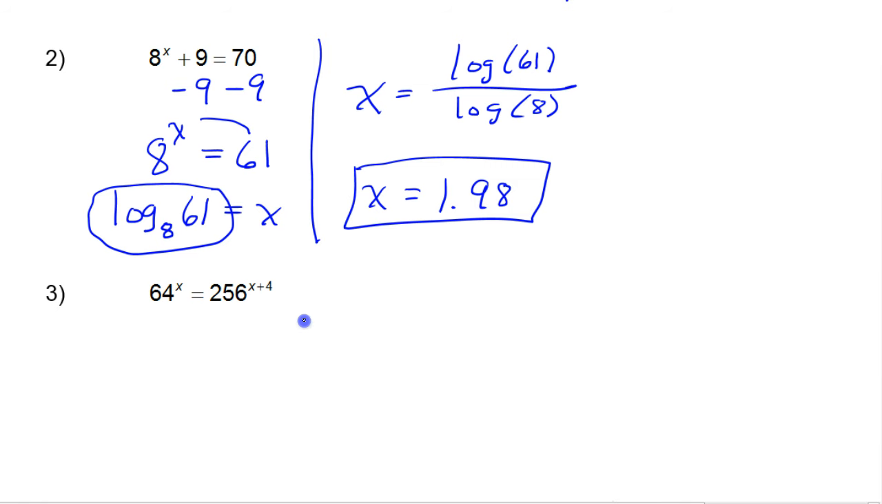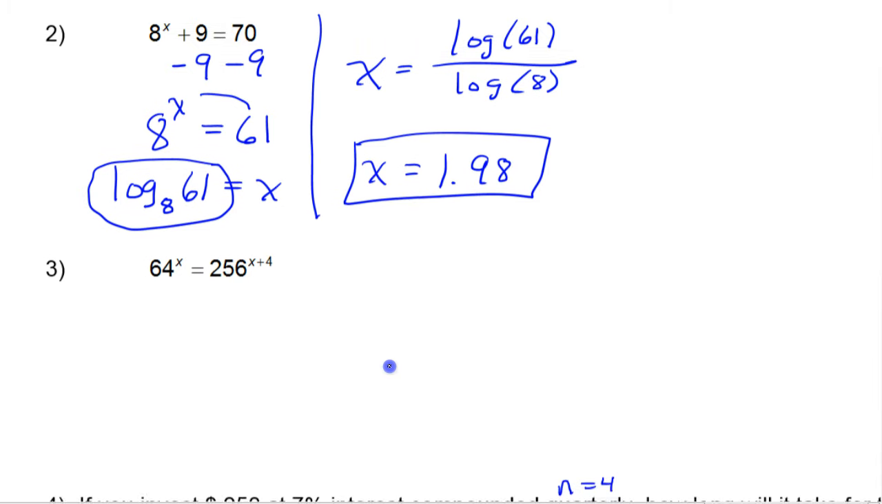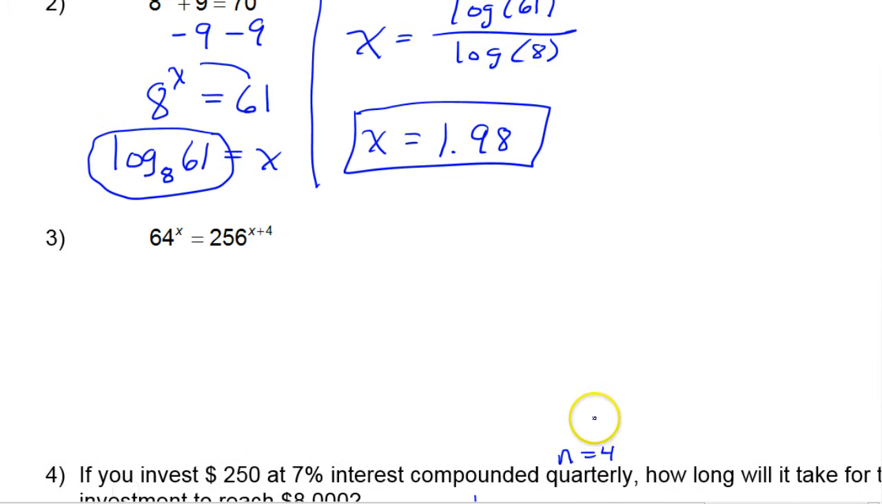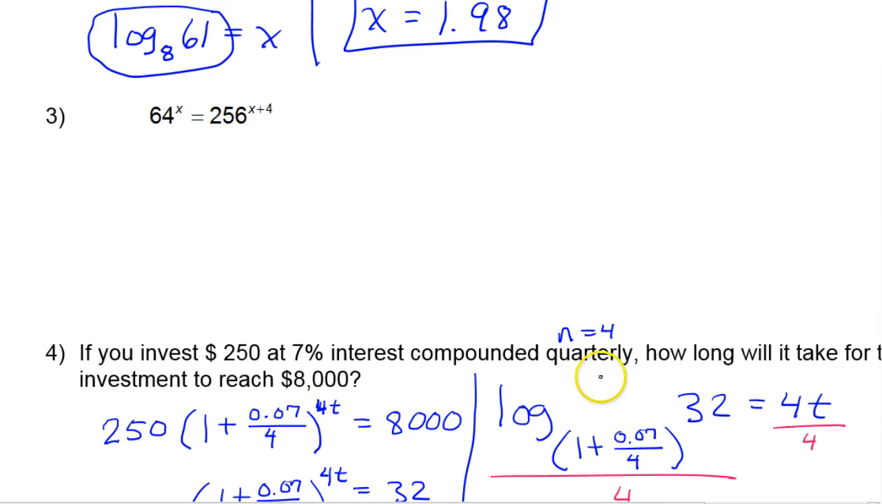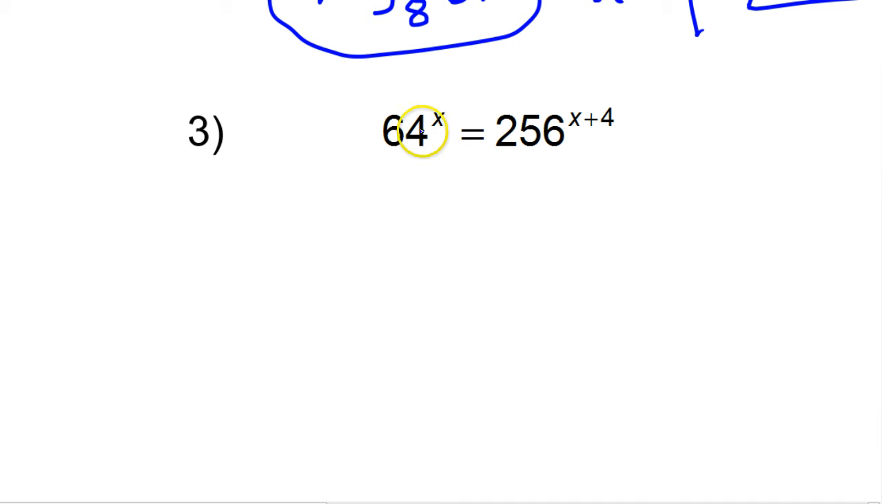All right, let's just do one more on this video. All right, so for problems like number 3, when you have the x on both sides, our only hope is to make the like bases with this. So 4 to the third and 4 to the fourth. That's right. These are both base 4s.